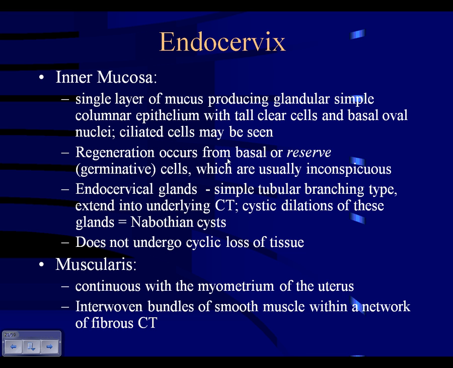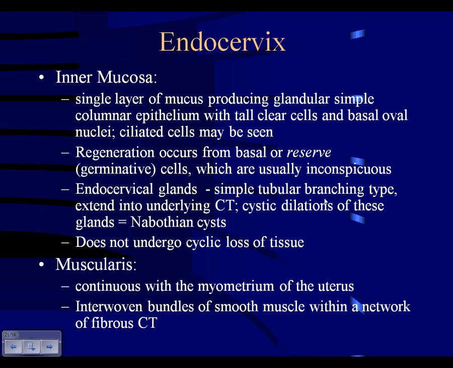Regeneration occurs from basal or reserve cells. We usually use the term basal when there's only one type the cell is becoming. So if basal cells, for instance, are the base of a squamous epithelium, we tend to use the term reserve cells when there are two possibilities. So this cell could end up becoming a squamous cell, it could end up becoming a glandular cell. It has the potential of being both. That's when you hear the term reserve. These cells are usually relatively inconspicuous and again at the base of the layer.